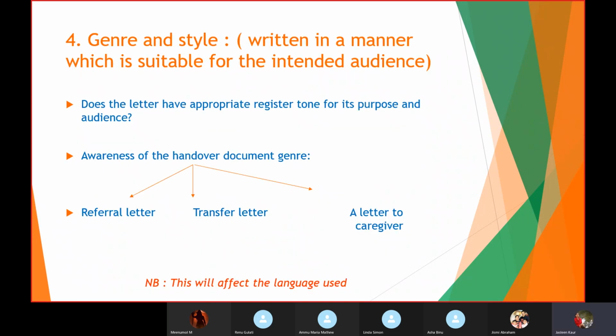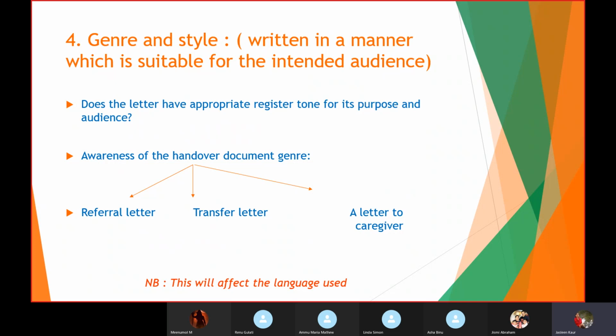So next is genre and style, the way you have written in a manner which is suitable for the audience. Now your tone has to be very polite. If you're writing, you should do that. I always avoid this word should. Should sounds more like an order, instructions. I want to. No, never. Would is a more appropriate, polite word.